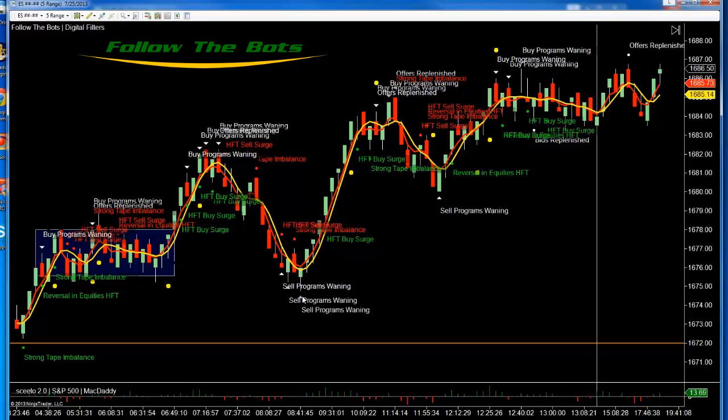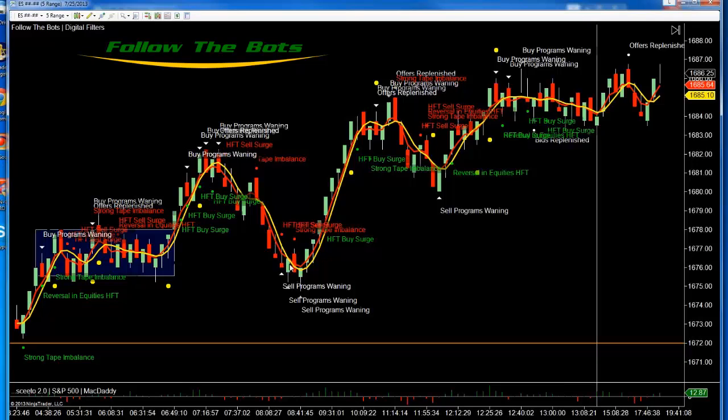And what sell programs waning means, and the reason we put it in as white, is that it could be a tipping point. When you get to a point of sell programs waning, basically one of two things has to happen. If the sell programs wane, then price is going to stop its descent and turn around. Or more selling has to come in to help push the market down. But at this point, the sell programs have come to a point where some buying coming in would lift it.